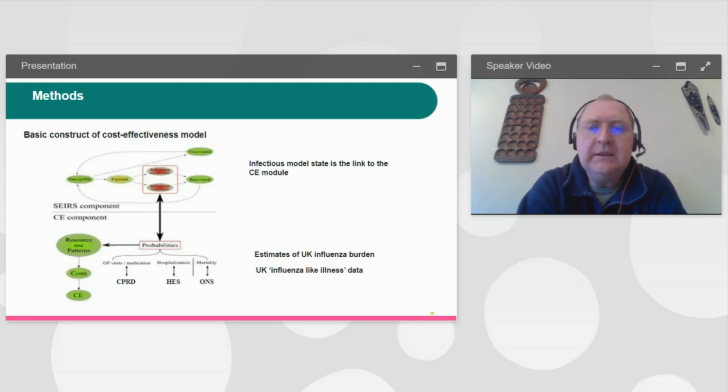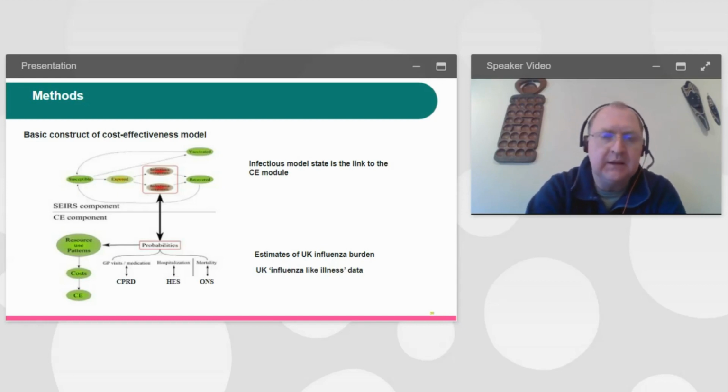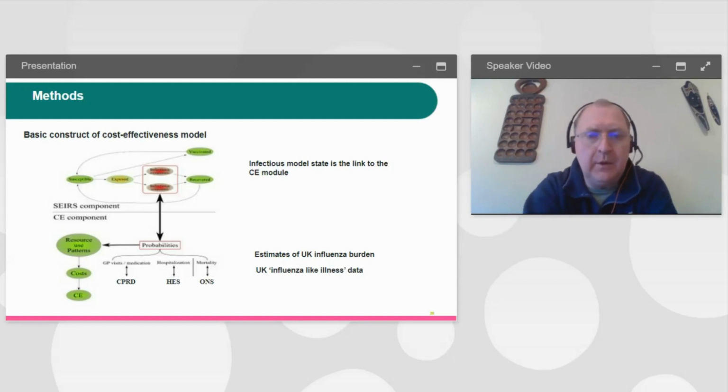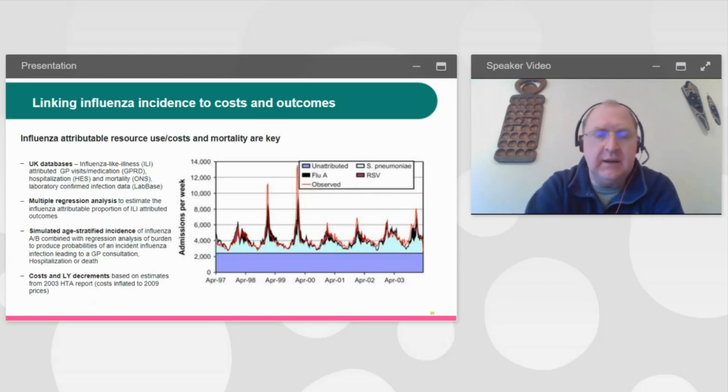So the data that was used to inform this was essentially the temporal dynamics of influenza by age in different settings: within primary care, within GP settings, within hospital, so hospitalizations, and also in terms of mortality. That brings us, first of all, to the data side of this.